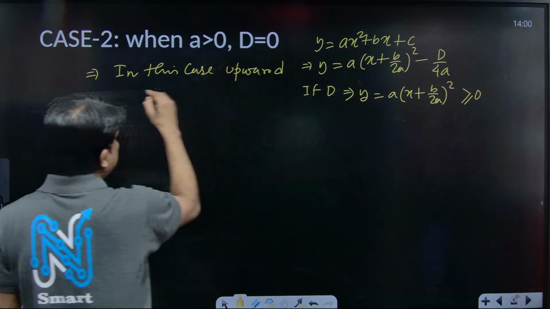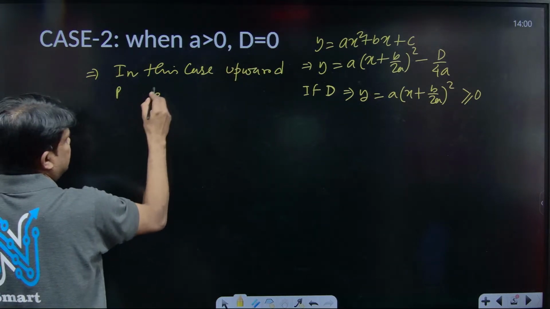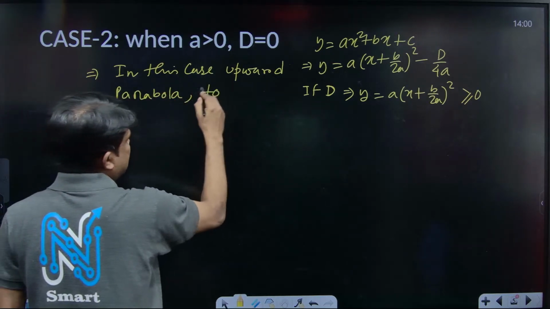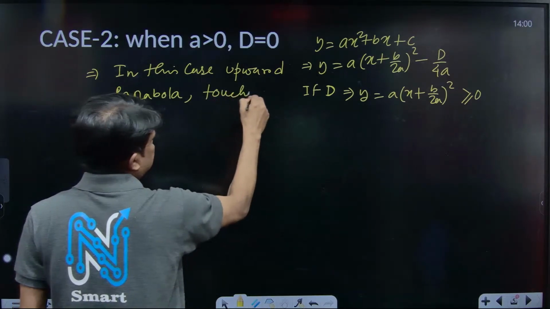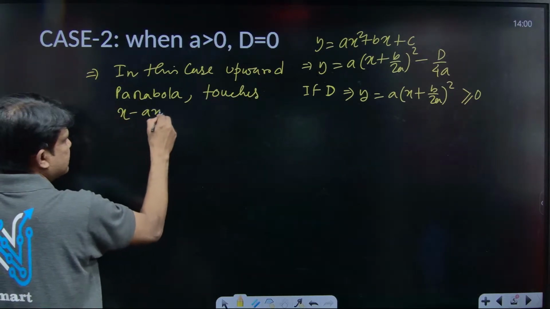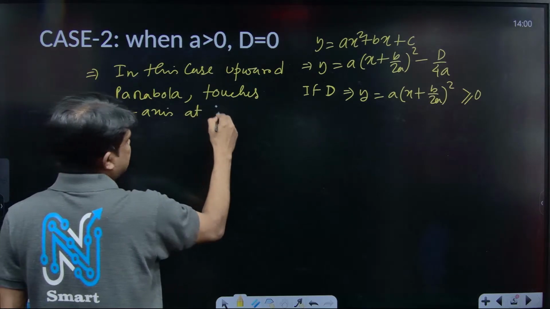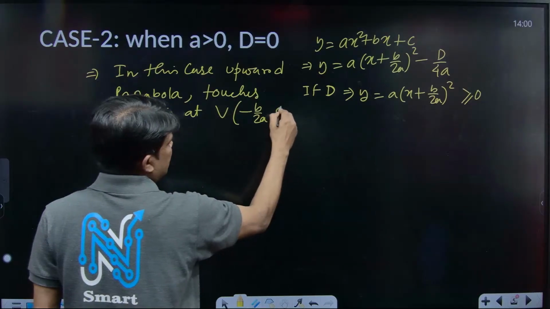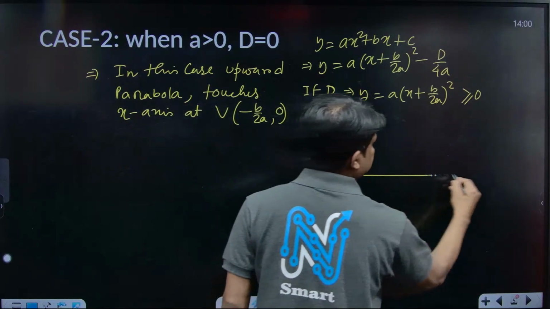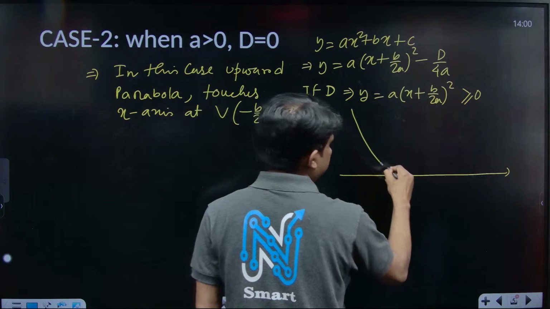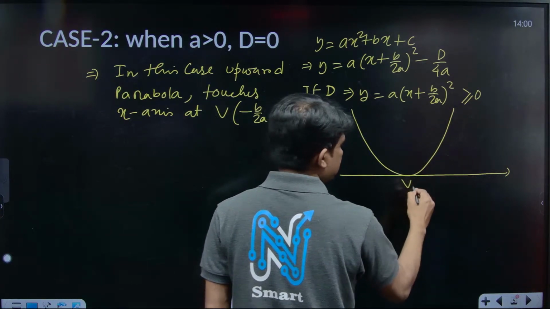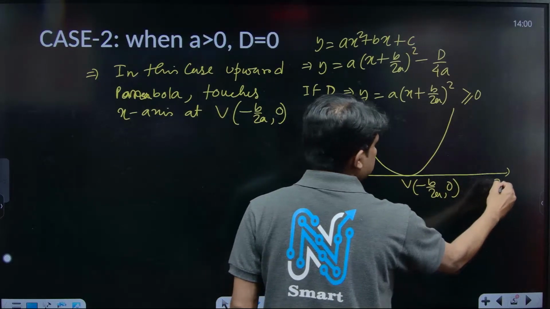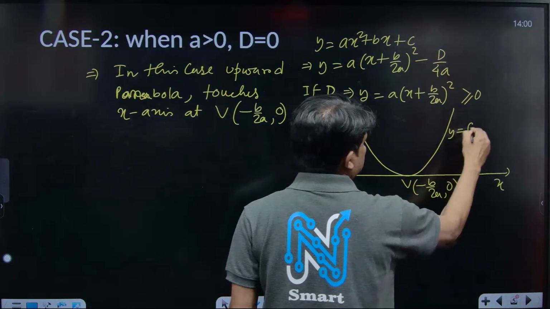In this case, the upward parabola touches the x axis at the vertex. The vertex coordinate is minus b by 2a, and the ordinate is D, which is 0, that's why the ordinate is 0. That means this is the x axis, this is the parabola which touches the x axis, this is the vertex at minus b by 2a, this is the x axis, and this is our y equal to f(x) parabolic path.